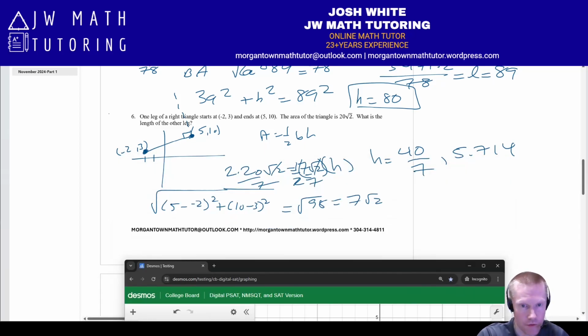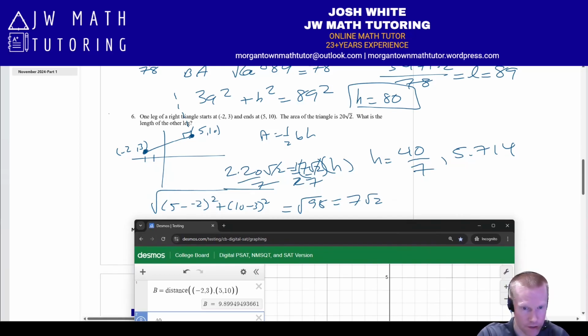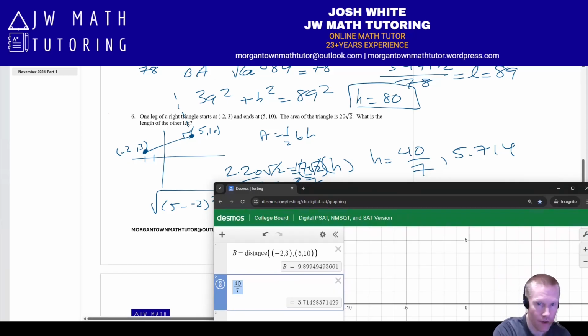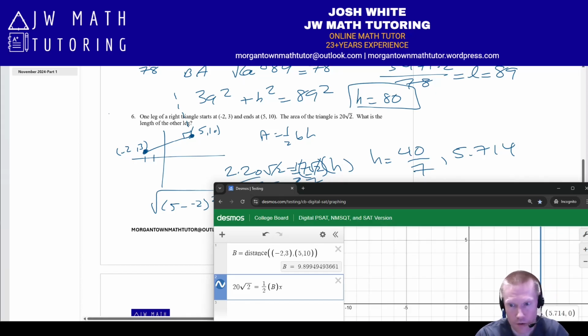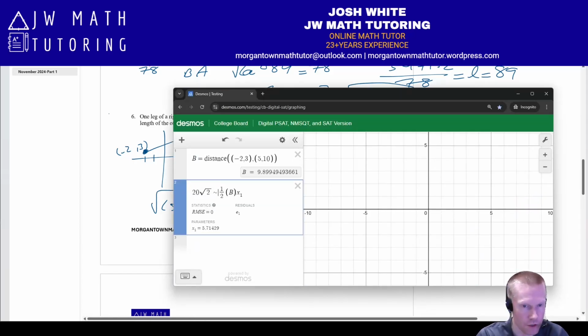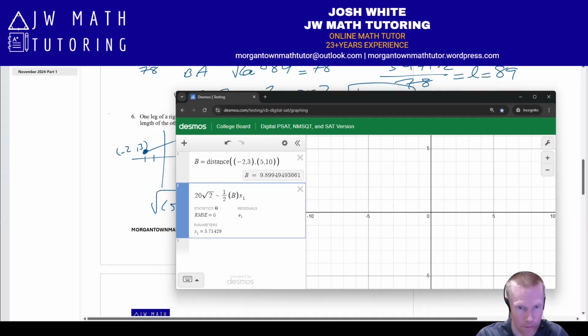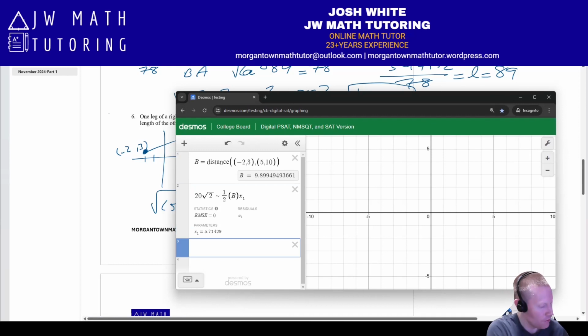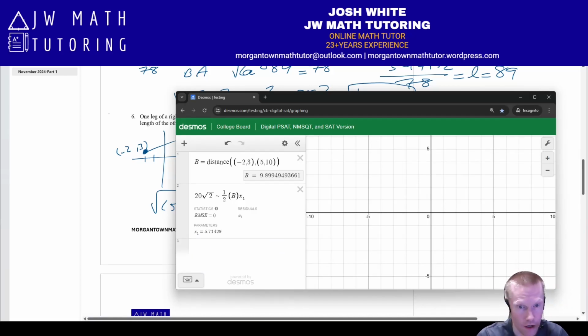Now, I will say, if you found the distance in Desmos using the distance formula, and you defined it here, then basically you're just setting up a basic equation, right? You're just doing the area, which is 20 square root 2, equals 1/2, and then times b, which is going to carry the value down from above. And then here I'm just going to put x. And so here it gives me 5.714. But again, if we want to know the exact value, maybe I would do regression and just do it like this. And now here it's 5.71429. I don't think, if you just type 5.71429, it's going to give you the nice 40 over 7, unfortunately.